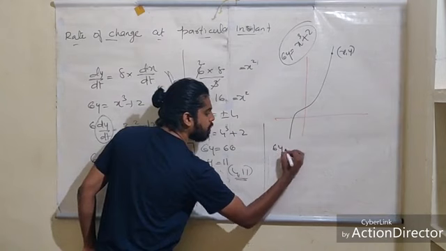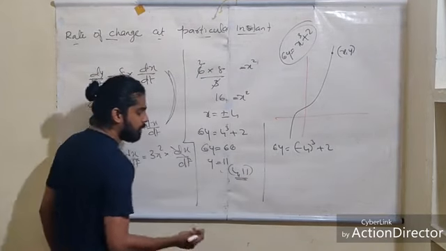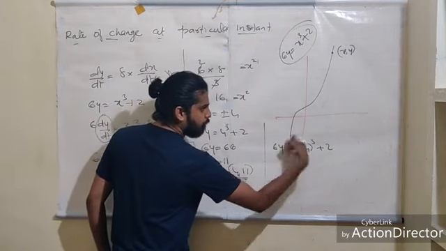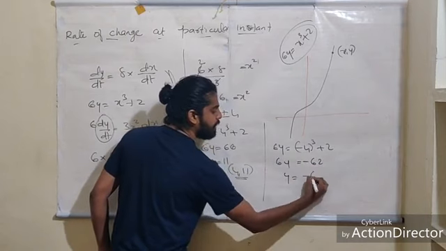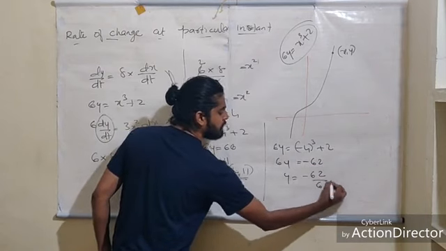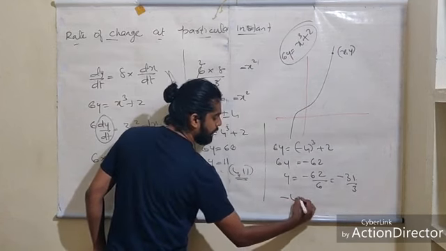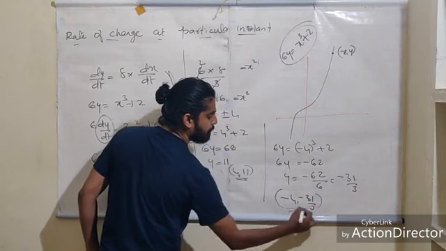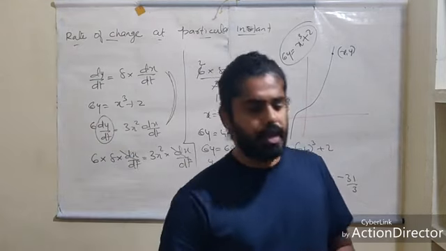Now let us substitute negative 4 at this place. So 6 into y is equal to negative 4 the whole cube plus 2. Negative 4 cube is negative 64. Negative 64 plus 2 is negative 62, which is 6y. So y is equal to negative 62 divided by 6, minus 31 by 3. So negative 4 comma negative 31 by 3 is the next point. These are the required points. Okay. Now let's move to the next question.